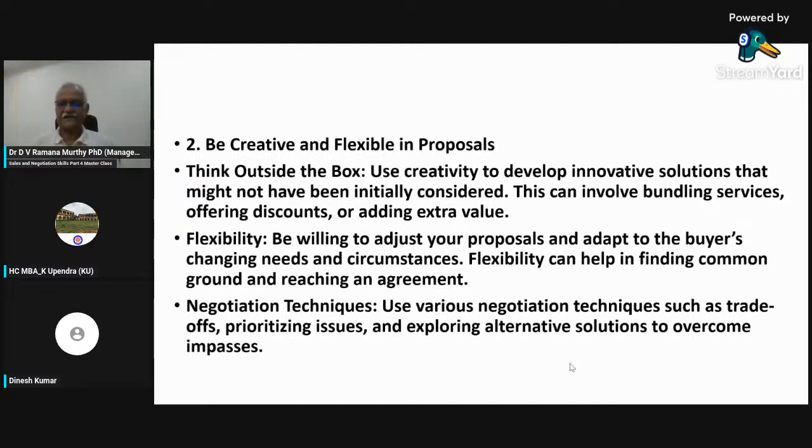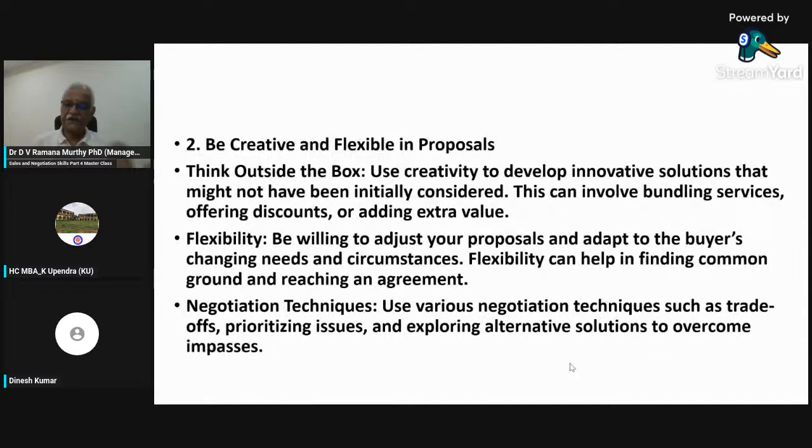You can't just disqualify the buyers' arguments as such. So a lot of issues, right, needs and certain other circumstances. No two buyers will be the same in terms of buying the particular product as such, right? Every customer will have their own concerns, and circumstances in which the buyers get locked up also do differ. So you need to be flexible enough, and this flexibility can help in finding common ground and reaching an agreement.